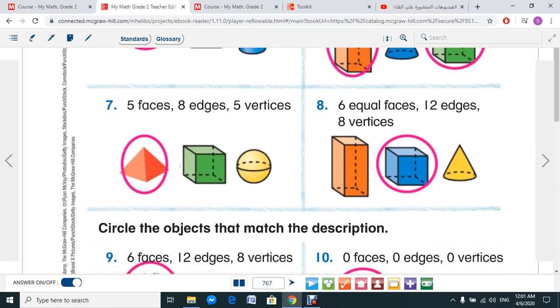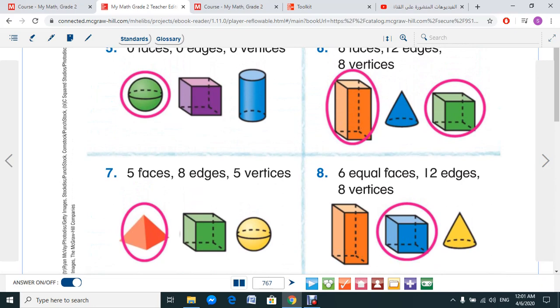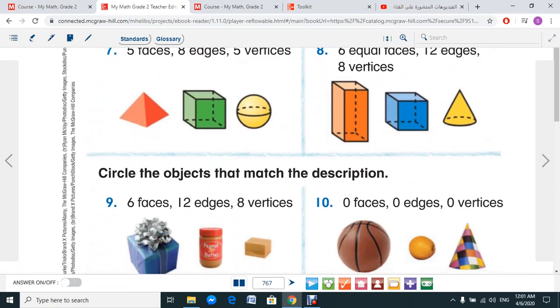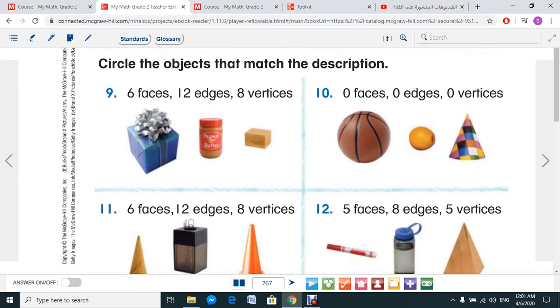Let's stop the video, put circles, then follow us. Question 9. Circle the object that matches the description. 6 faces, 12 edges, and 8 vertices. Which shape? Yes, this present here and this small wooden box, okay? 0 faces, 0 edges, and 0 vertices. Yes, the basketball and the small lemon.